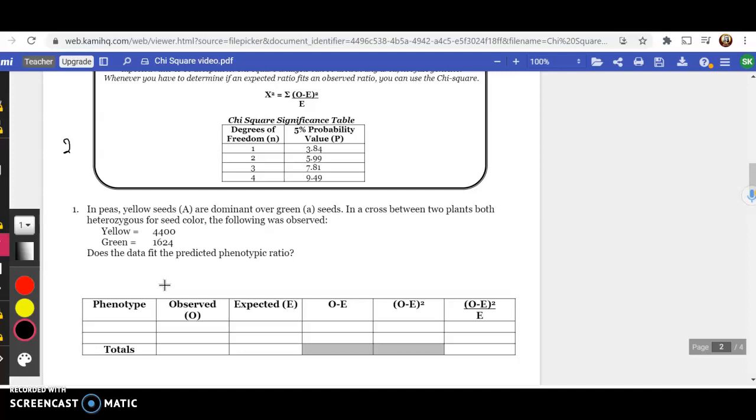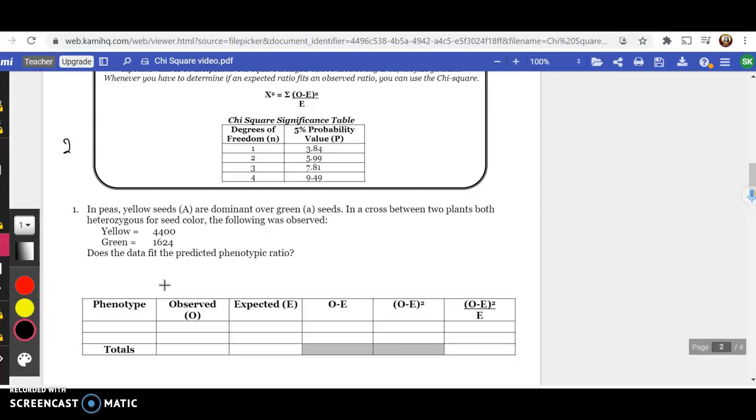The expected values are what we expect from Mendelian genetics, that is, when you do the Punnett square, you get the expected values. The observed values are given, or they are also the data which you get after doing an experiment. So there can be a difference between the observed value and the expected value. There can be different reasons. One is that it can be due to random variation, or there can be some experimental errors. So let's look at that.